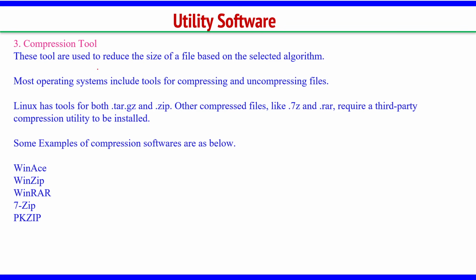So these tools are used to reduce the size of the file based on the selected algorithm. Most operating systems include tools for compressing and uncompressing files. Like Linux has tar, gz, zip. Others include 7z, .rar. A lot of tools and software are there. If you want them, you can use them. If you want to zip something and send it to somebody in email, then you have to use these tools. That's why I said utility software is not required. Even your laptop can work, but if you use them, your job will be easy.